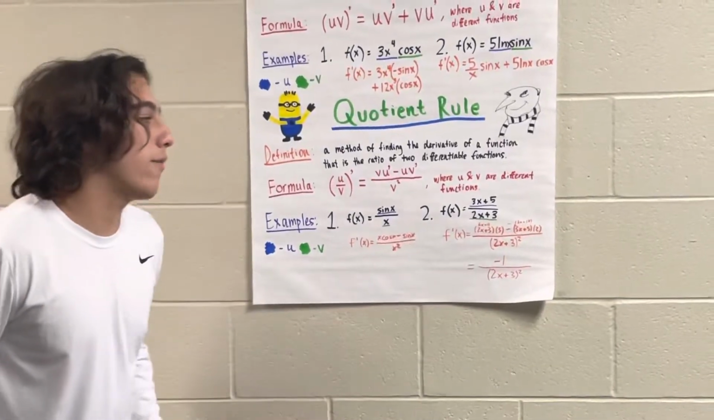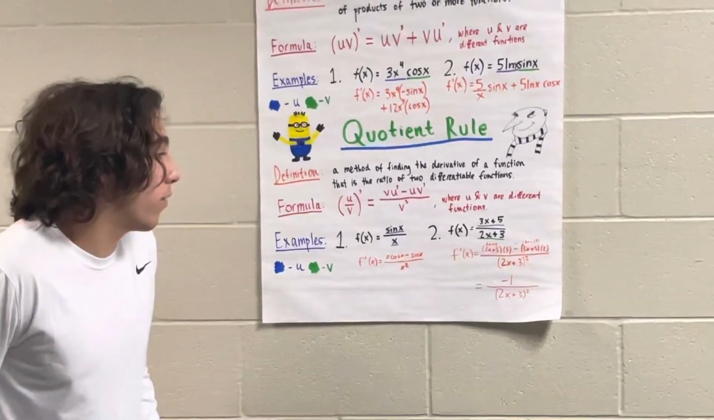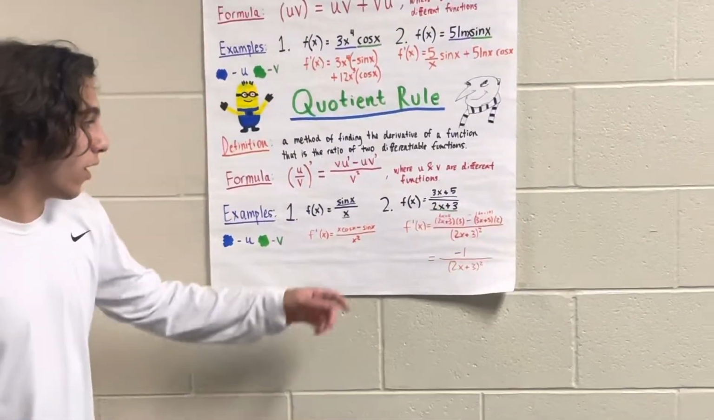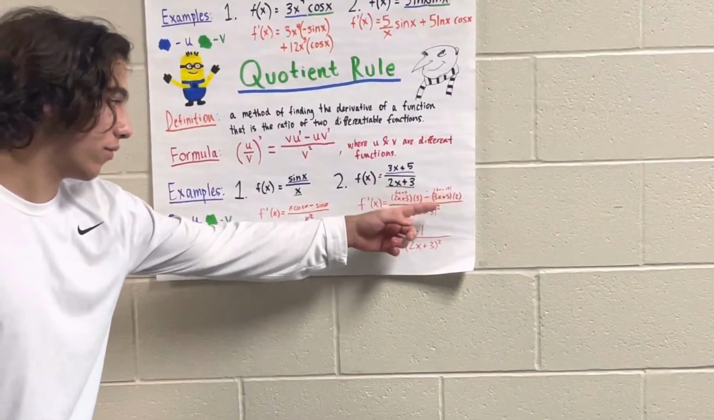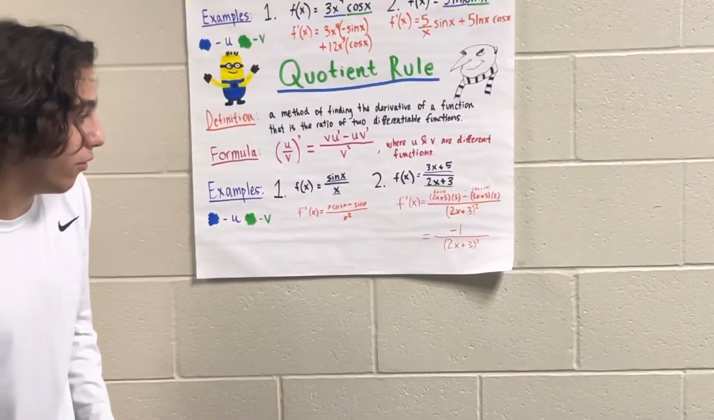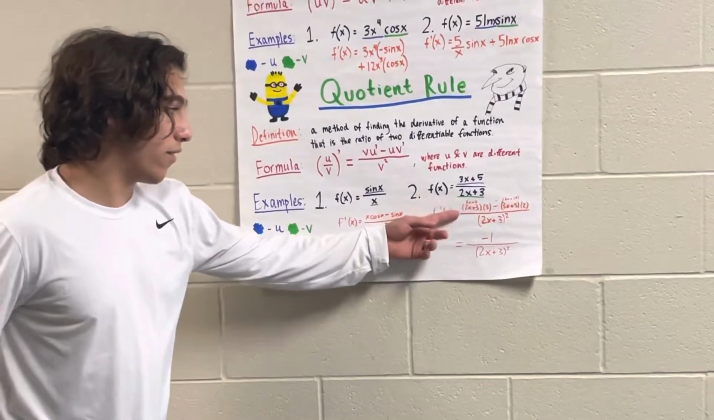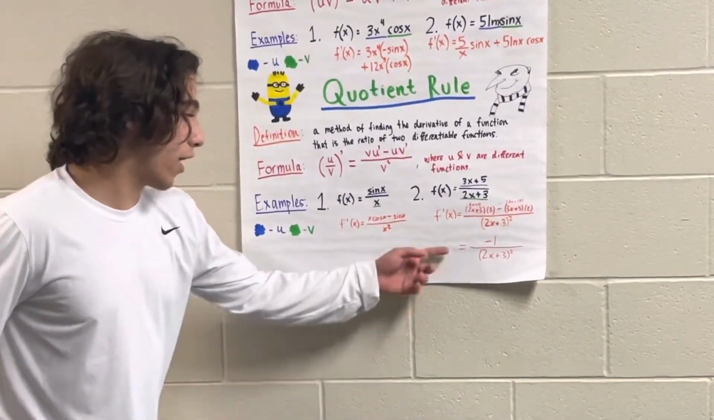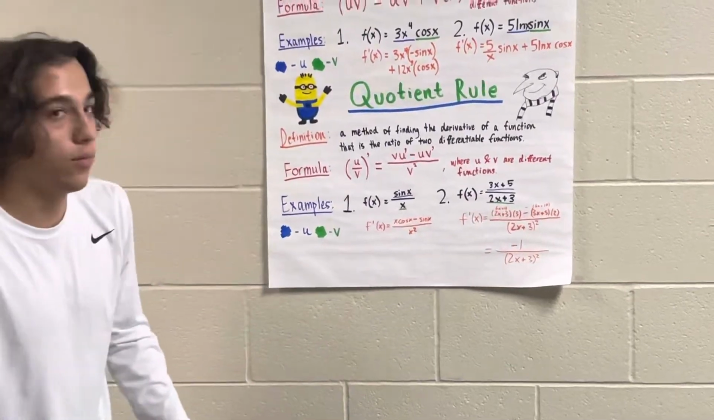For number two, we have a rational function. f of x is equal to 3x plus 5 over 2x plus 3. So you have the bottom function multiplied by the derivative of the top, minus the top function multiplied by the derivative of the bottom. You get (2x plus 3) times 3, minus (3x plus 5) times 2, over (2x plus 3) squared. And then you can simplify this since it's a bunch of linear terms, and you'll actually get negative 1 over (2x plus 3) squared, leaving you with your final answer.